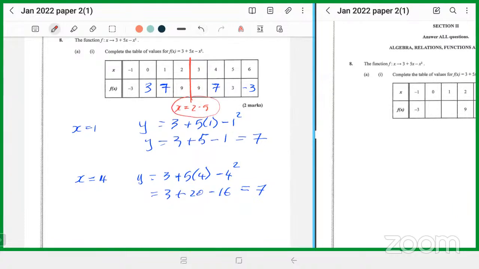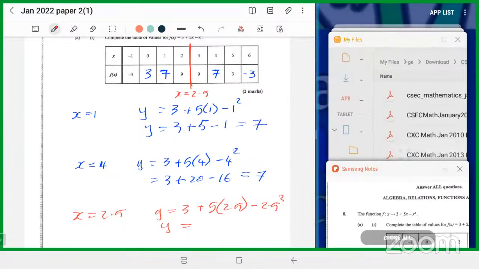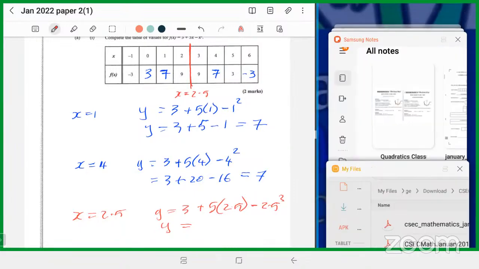This is the y value at the turning point, the axis of symmetry. So I'm going to write that x equals 2.5. My y is going to be 3 plus 5 times 2.5 minus 2.5 squared. Let me just use a calculator and work it out quick and fast.